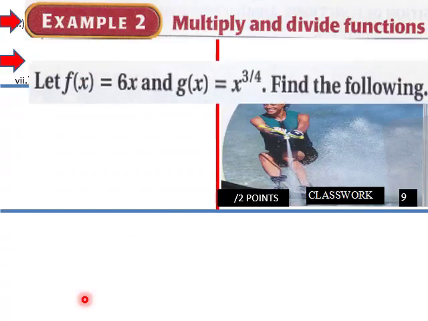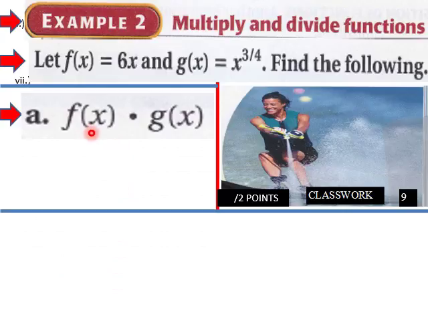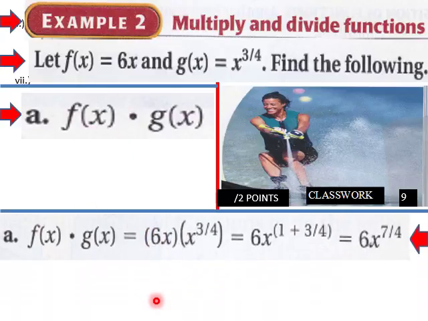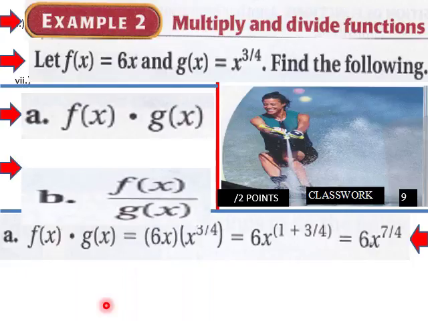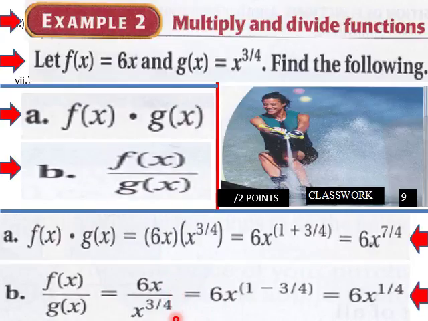Okay, multiply and divide functions now. Here are our two functions. We're going to multiply them together, and we come up with this expression, and we get 6x to the 7/4 using the product of powers property. And then we're going to divide f of x by g of x, so we substitute in here. We use the quotient property of exponents, and we come up with 6x to the 4th power.